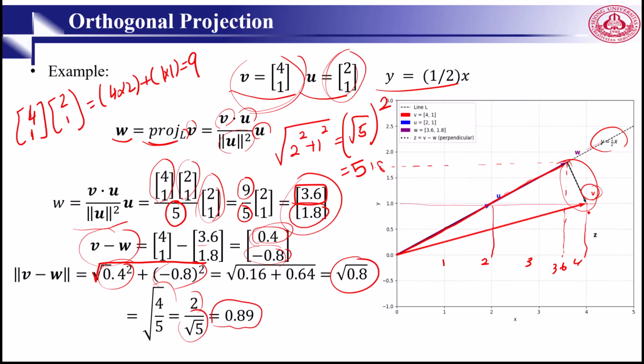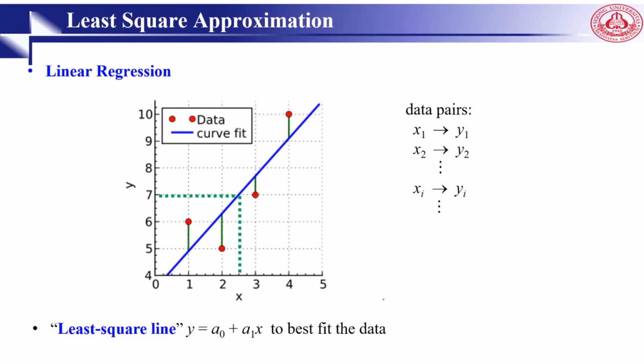This is the distance between W and V. So what we did here: we had a vector V, we found the projection on this line, then we found the distance as 0.89. Whatever we discussed so far has one good application, which is a statistical procedure, also used a lot in machine learning and data science: linear regression. So we are ready to study one interesting topic known as linear regression.